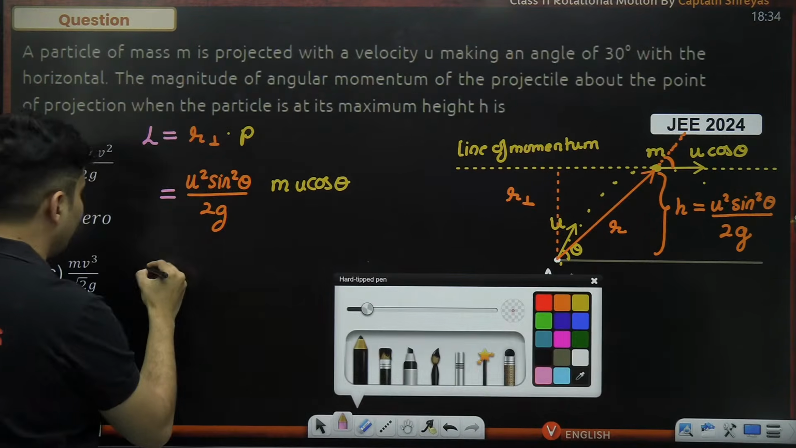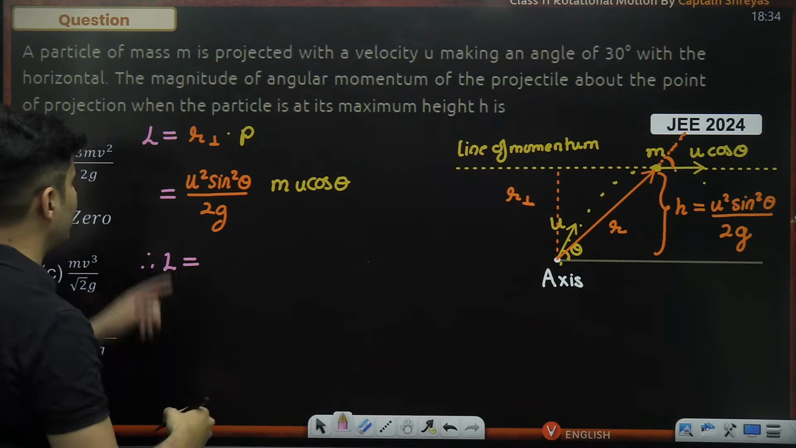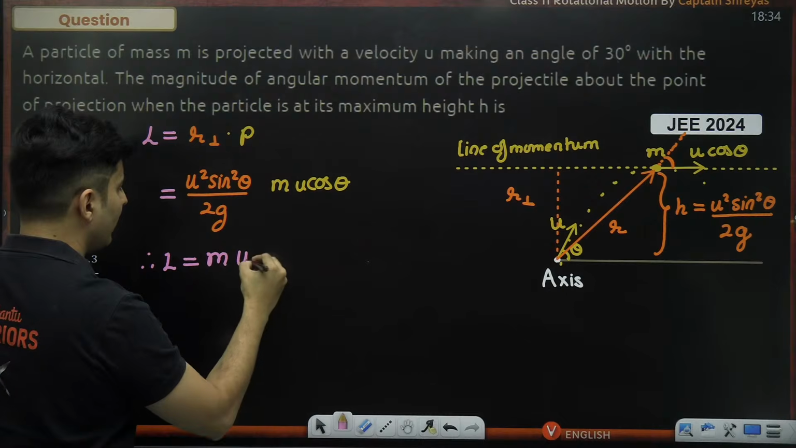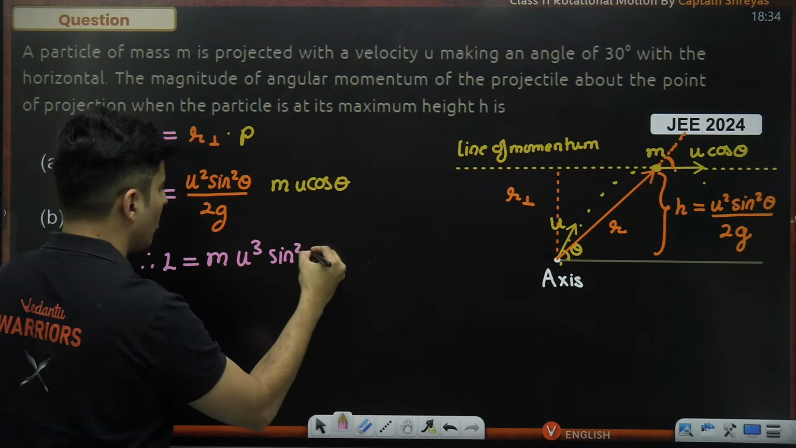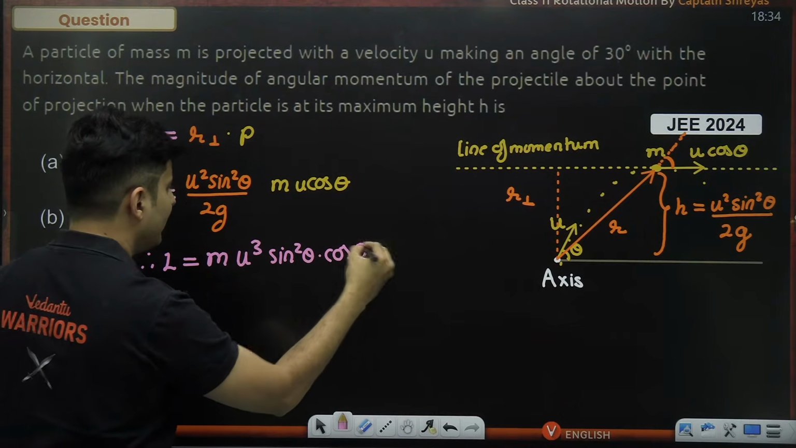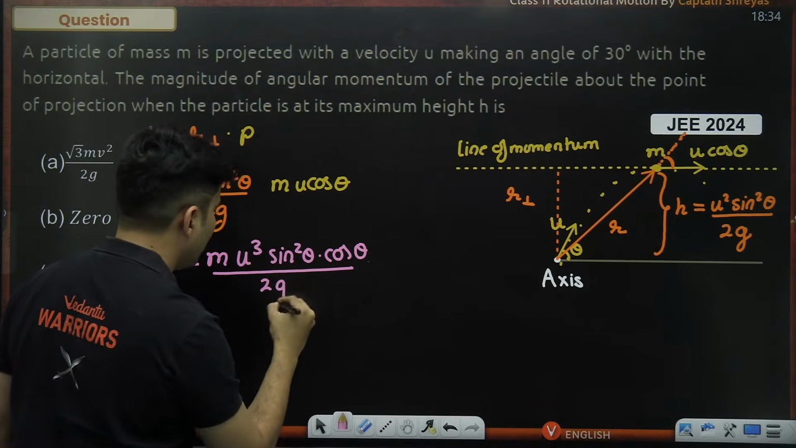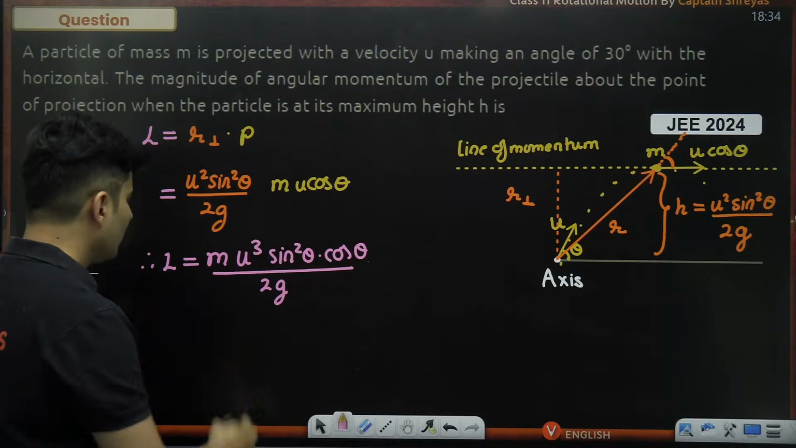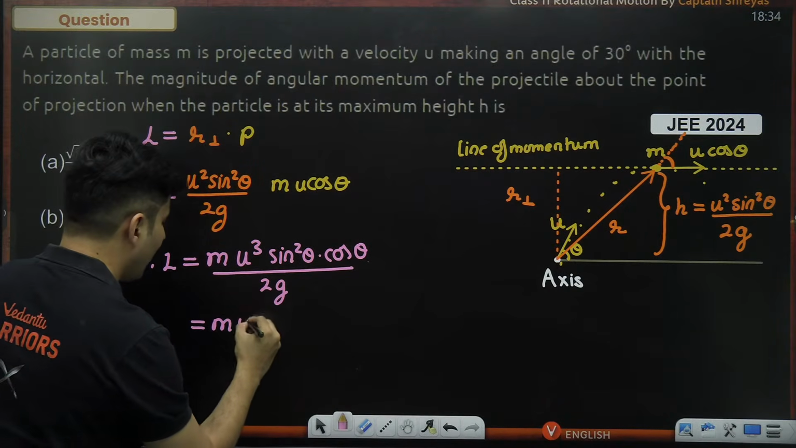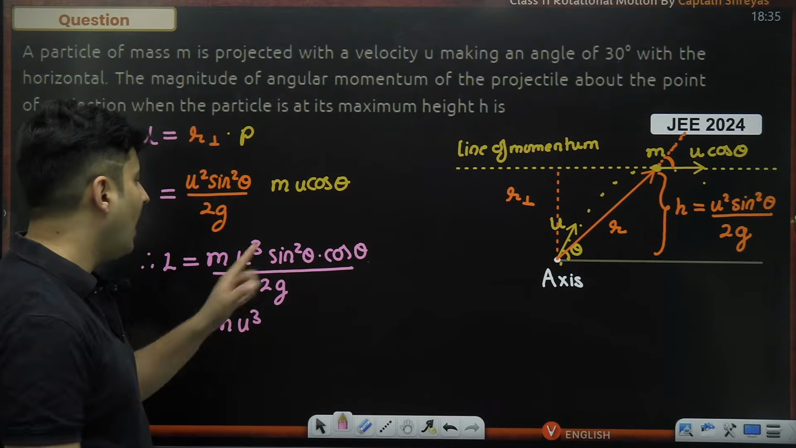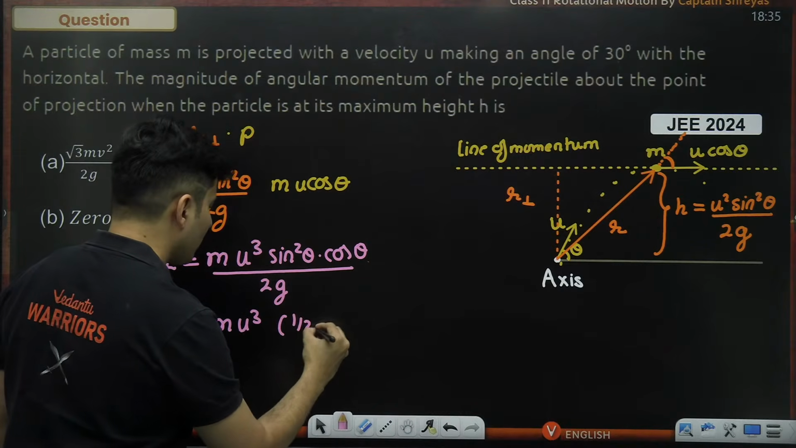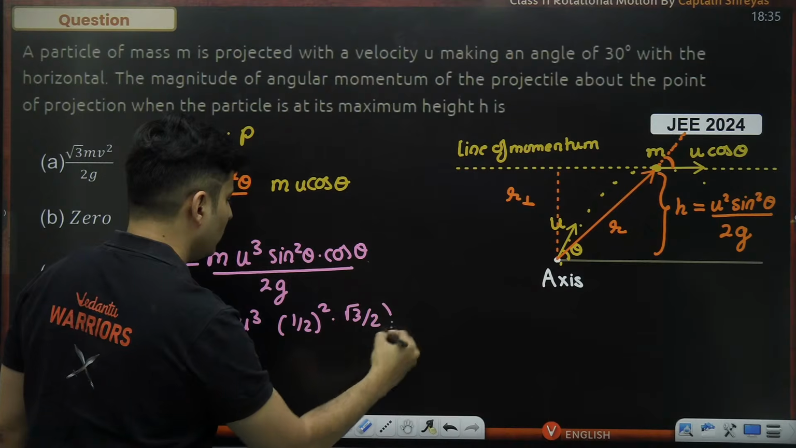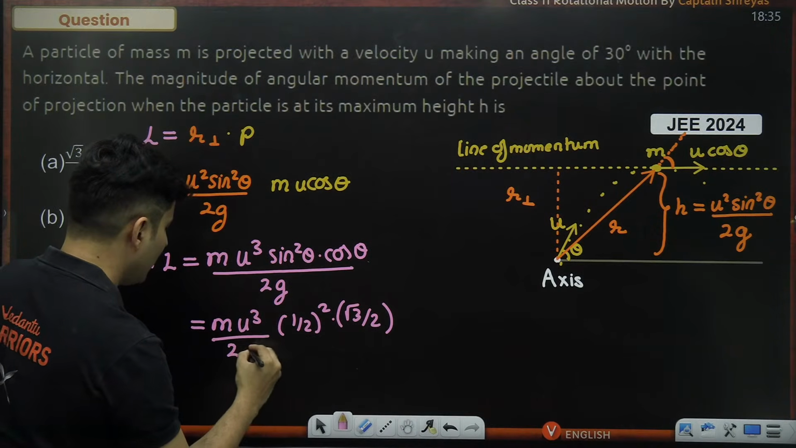So solving it further, I will get angular momentum is m as it is, u into u square is u cube, we will have sine square theta multiplied by cos theta, the whole thing divided by 2g. But I think they have given theta over here as 30 degrees. So if I substitute that, I will get m u cube, sine 30 is half, so half square, cos 30 is root 3 by 2, so put root 3 by 2 over there, the whole thing divided by 2g.